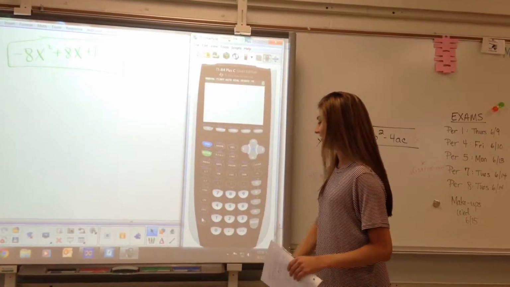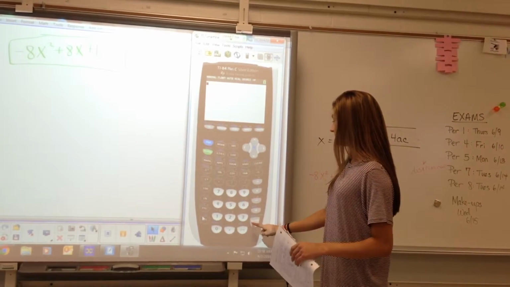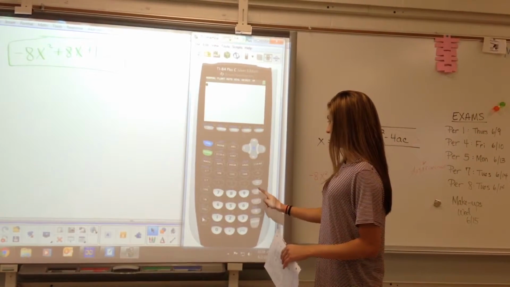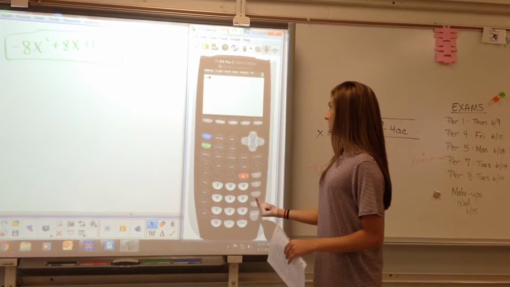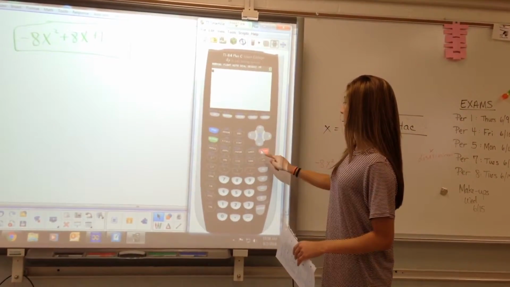So, you hit on right here to turn it on, and then you have all your numbers and your negative sign, your decimal point. Enter is like equals, and then plus, minus, times, divide, and then there's parentheses right here if you have like an equation that you need parentheses for. This is the clear button.